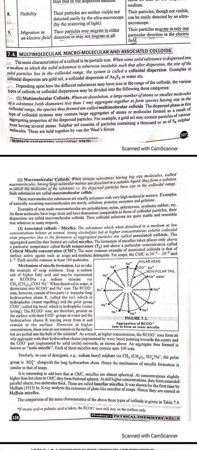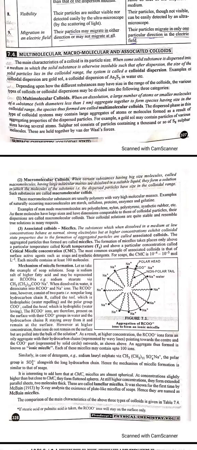The dispersed phase in this type of colloidal system may contain large aggregates of atoms or molecules formed as a result of aggregating properties of the dispersed particles. For example, a gold sol may contain particles of various sizes having several atoms. Sulfur sols consist of particles containing 1,000 or so of S8 sulfur molecules. These are held together by van der Waals forces.